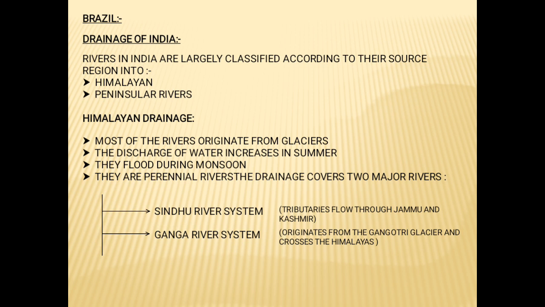Next we study about Ganga river system. The river Ganga originates from Gangotri glacier and crosses the Himalayas to become an east-flowing river. Many tributaries of the Ganga also flow in a similar manner. Yamuna, originating at Yamunotri, is a major tributary of Ganga.